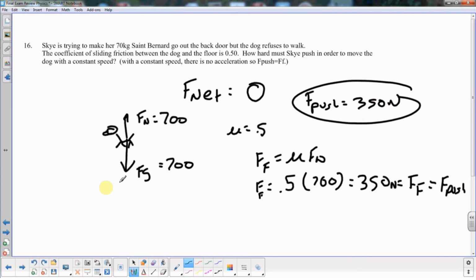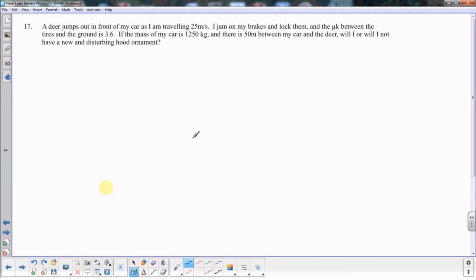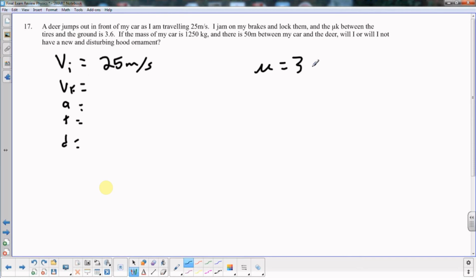All right, here we get into some more complicated and fun problems. A deer jumps in front of my car as I'm traveling 25 meters per second. This is going to be a lot of everything. We'll start out with VI, VF, A, T, D. VI, we're starting out at 25 meters per second. I jam on my brakes and lock them. Mu between the tires and the ground is 3.6. My car has a mass of 1,250 kilograms. And there's 50 meters between my car and the deer. Will I or will I not hit the deer?